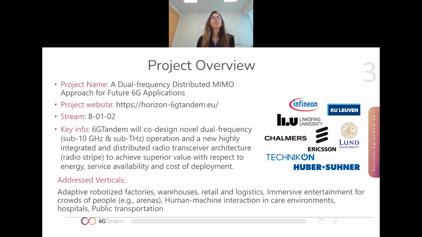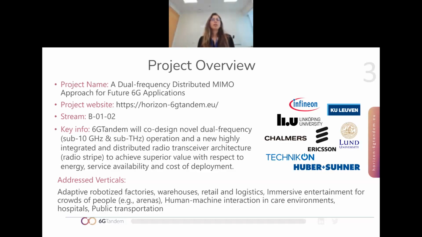What is 6GTandem? Here we try to co-design a novel dual frequency sub 10 gigahertz G-Node B access point together with the sub terahertz distributed MIMO operation in a new highly integrated and distributed radio transceiver architecture, which we call radio stripe, and through which we try to get to very low energy consumption, high service availability, and low cost of deployment. So we want to address all this through this project.